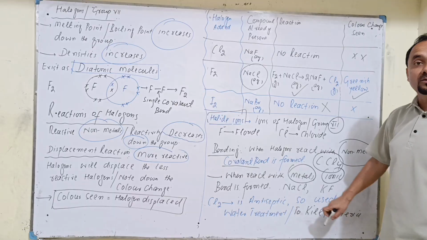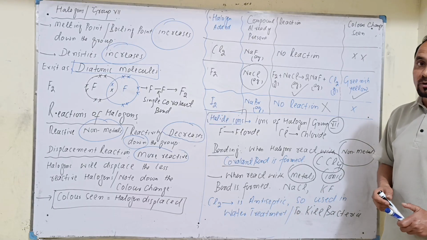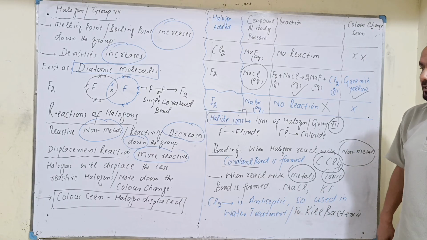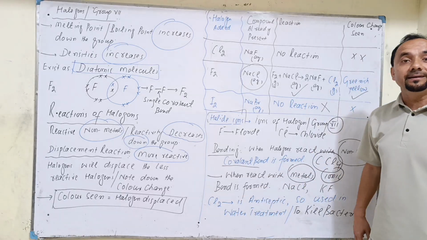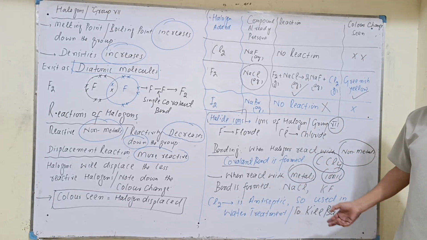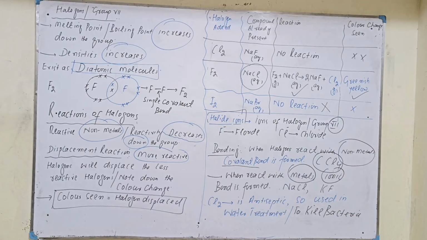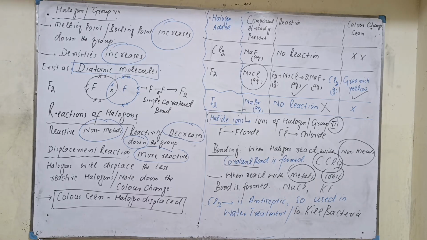Now there is one common use of chlorine in the swimming pool or treatment of water. Chlorine is highly antiseptic. It can kill bacteria. So we are using chlorine in water treatment.